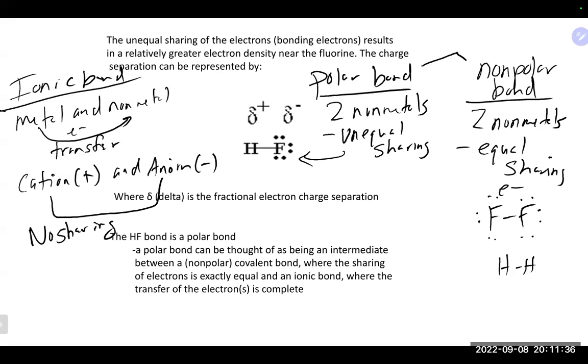Once again, on this side are both covalent bonds. And on the left-hand side there is our ionic bond. Any questions on the differences between the different types of bonding?